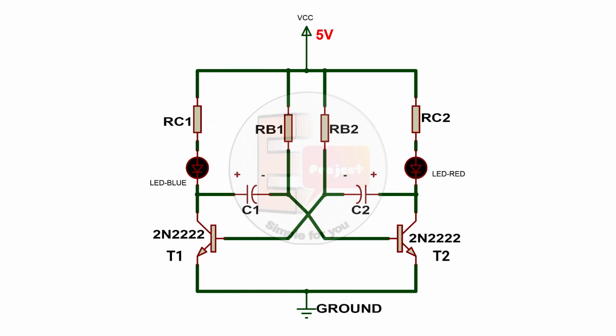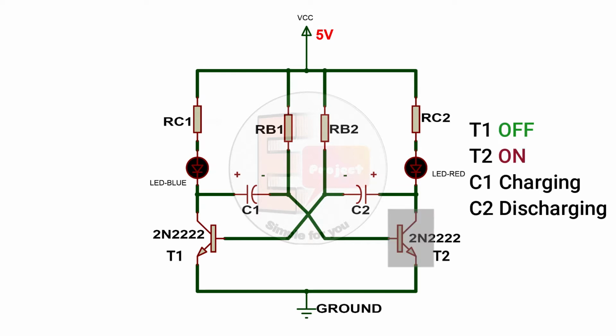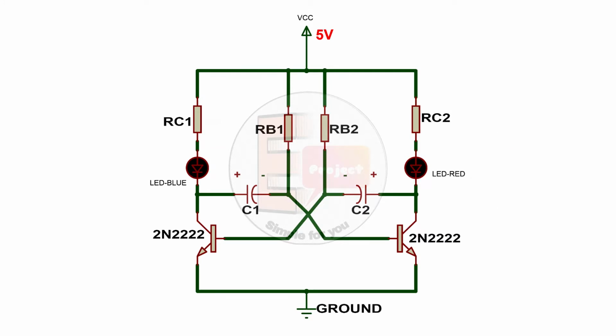When capacitor C1 charges to a sufficient voltage to provide a base emitter voltage of 0.7 V to transistor T2, then transistor T2 will be on and capacitor C2 starts discharging and transistor T1 will be off. So in this way, charging and discharging of capacitors make the transistors on and off and the LED starts blinking.